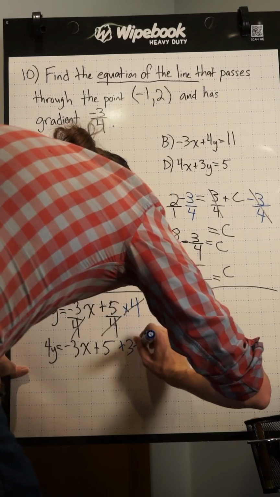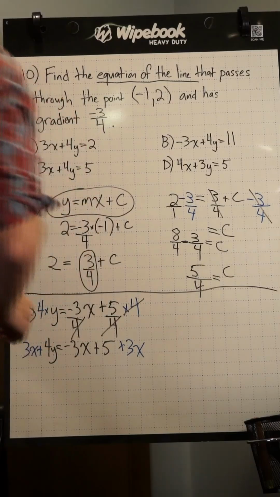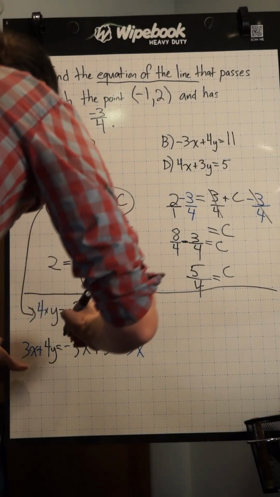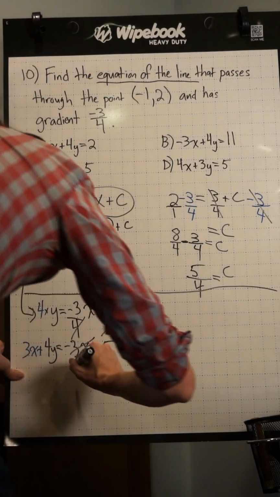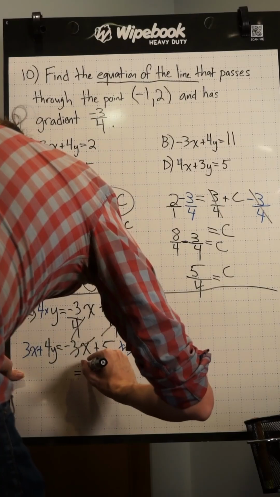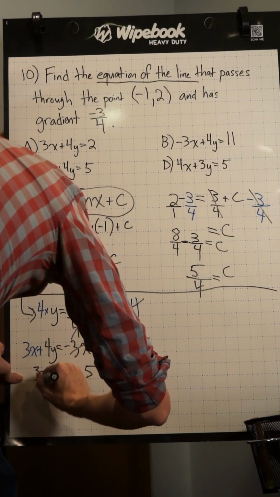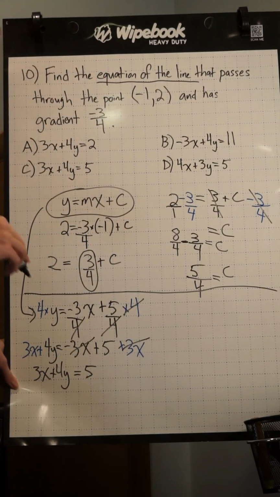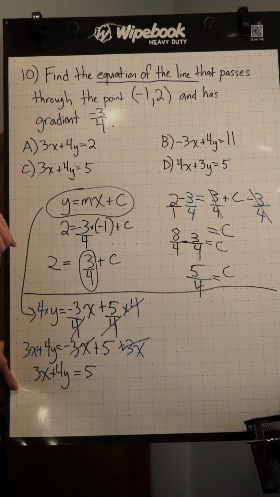So let's say plus 3x and plus 3x. Right? So here, 3x and minus 3x, they cancel, right? So on the right side, we just have 5. On the left side, 3x plus 4y. Alright? Now we need to look at these ones and see which one is the correct answer.